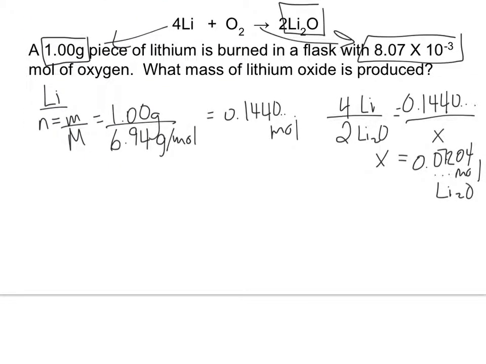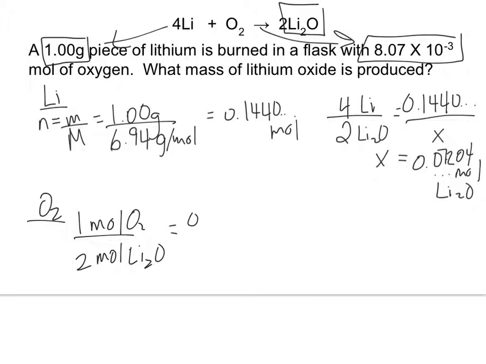Next, what we want to do is do the same thing for oxygen. So oxygen, a little bit easier because we're already given the number of moles of oxygen. So we just need to set up our mole ratio to figure out how many moles of lithium oxide would be produced. So 1 mole of oxygen gives us 2 moles of lithium oxide.